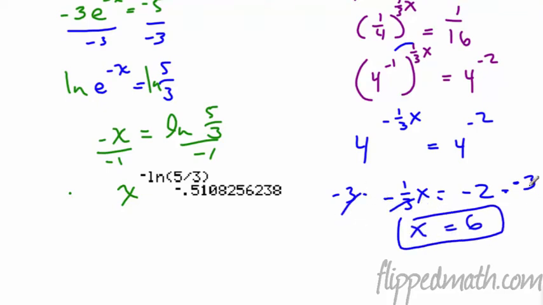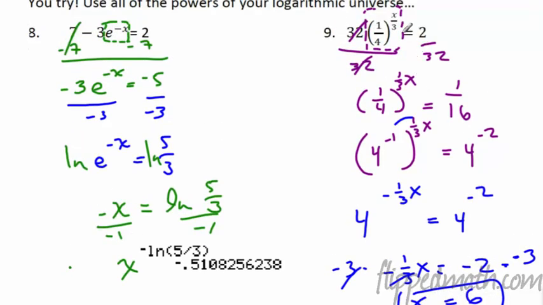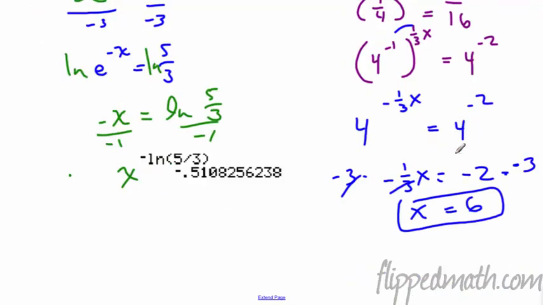Can we check ourselves? Yes, we can, because I can go all the way back up here. 6. All right, so 6 divided by 3 is 2. I get 1/4 squared. That's going to be 1/16. All right, 32 divided by 16 is going to be 2, so that works out for us. Woo! So that's all we have to know about solving equations.